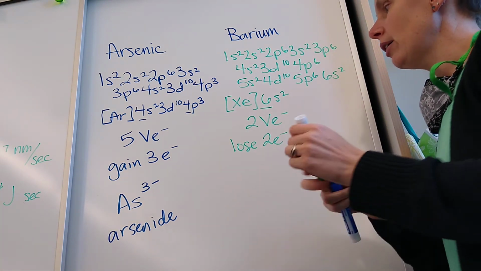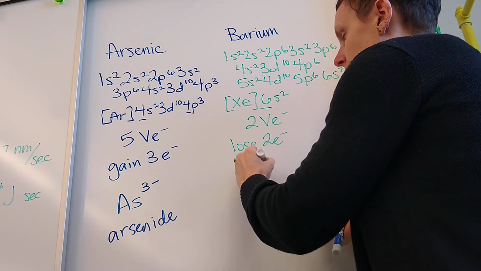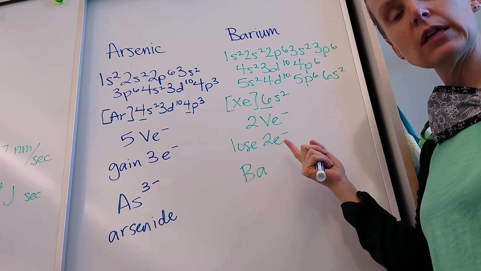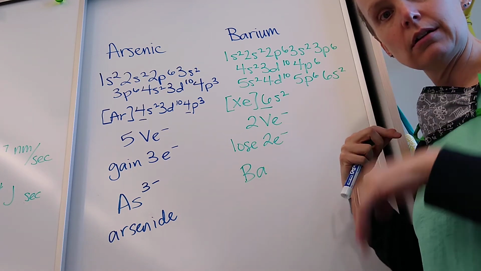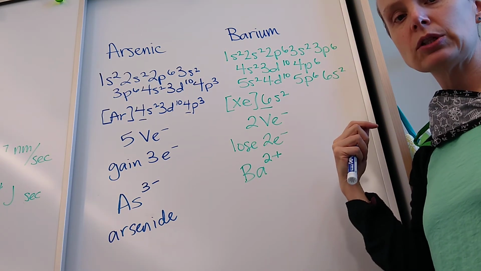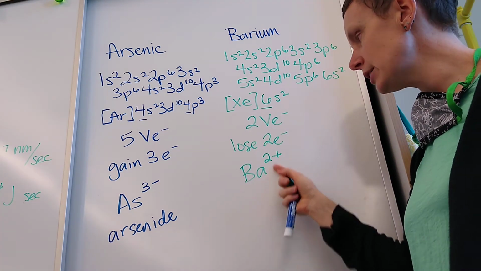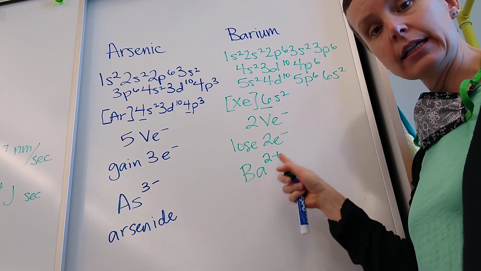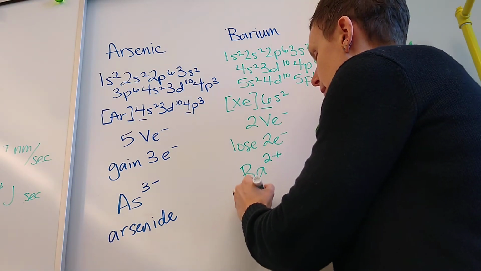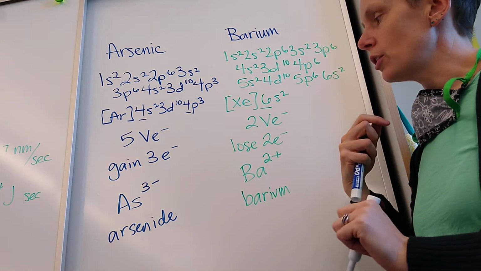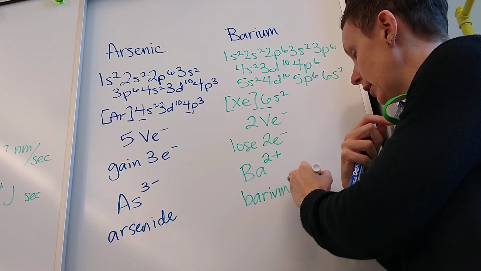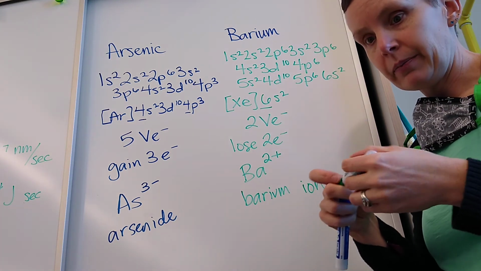All right, over here, barium. Well, barium's symbol is Ba, and it's losing 2 electrons. Losing 2 negatives is going to make it positive by a value of 2. So 2 plus. Barium 2 plus, Ba 2 plus. And because it's a cation, a positive ion, it does not change its name. It is a barium ion. So you can write arsenide, you can write barium, you can write barium ion. That would be more clear, but technically its name is barium.